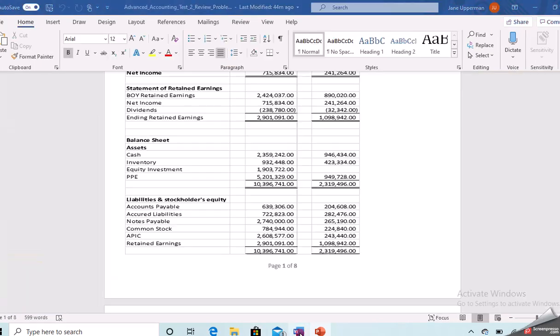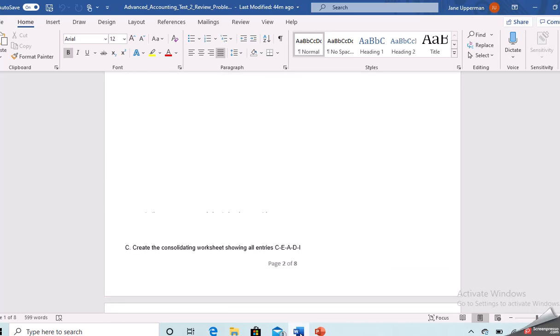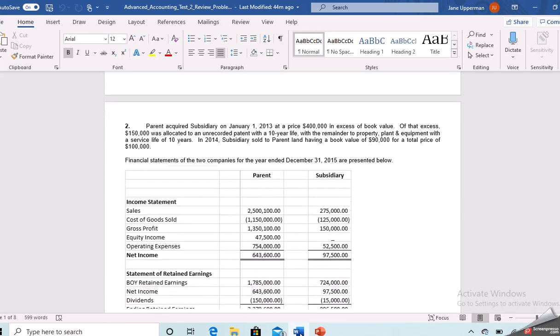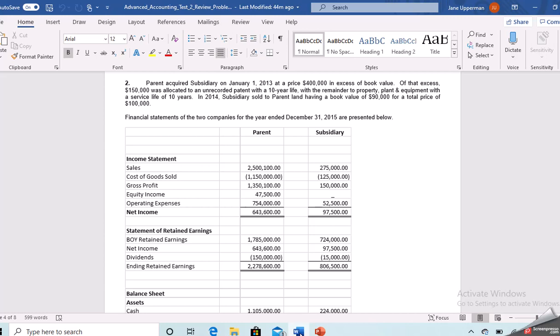Okay, then let me come over here. So then our second problem is also from chapter 4, and it has to do with selling an asset. The parent acquired the subsidiary on January 1st, 2013 at a price of $400,000 in excess of book value. Of that excess, there's $150,000 going to a patent with a 10-year life, and then the remainder is going to property, plant, and equipment. So that would be $250,000 over a 10-year life also.